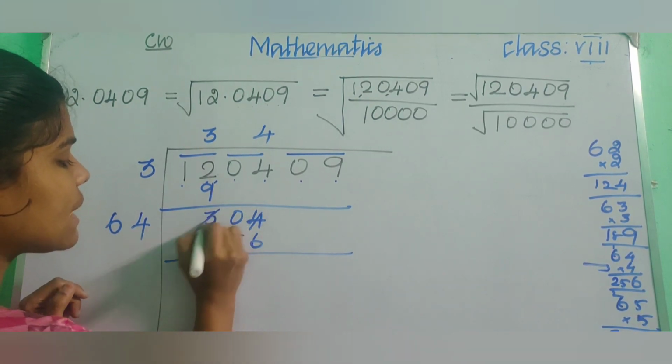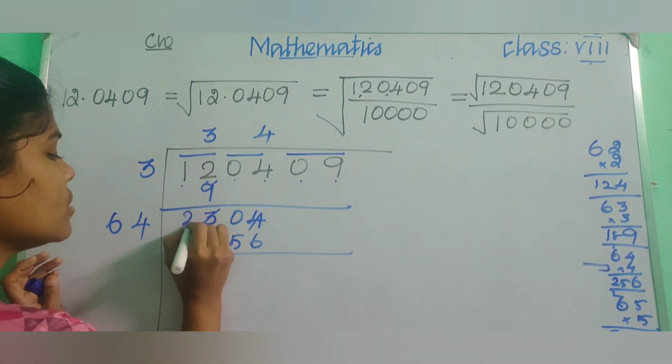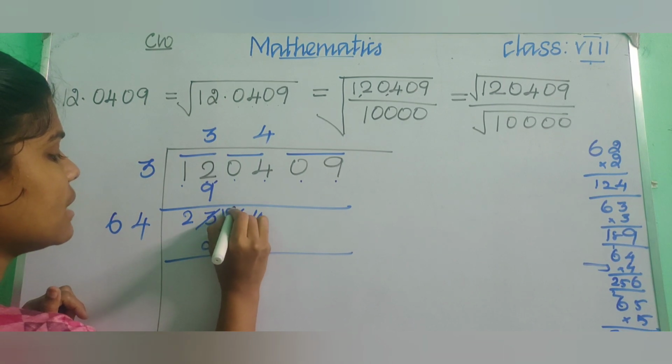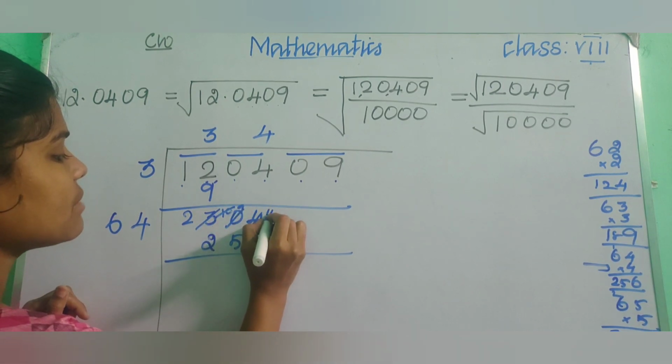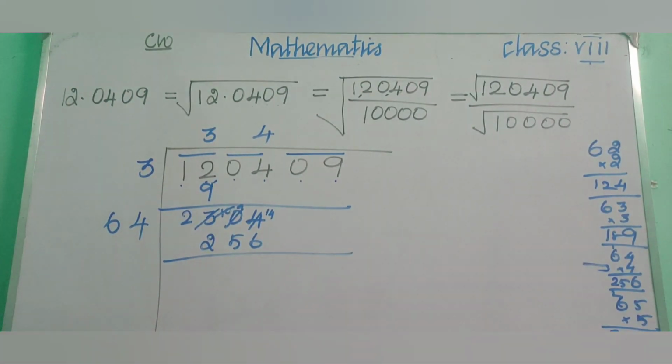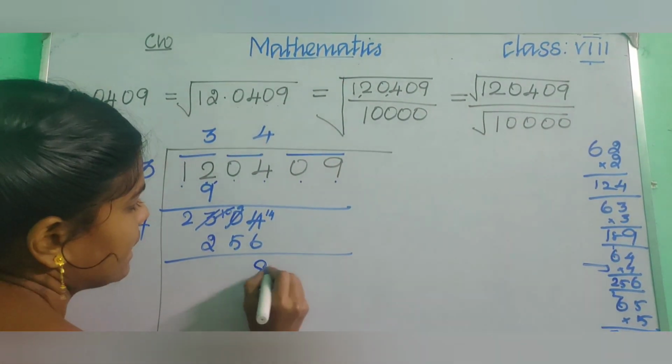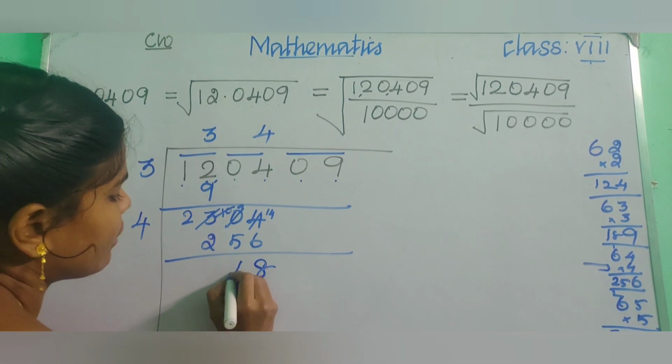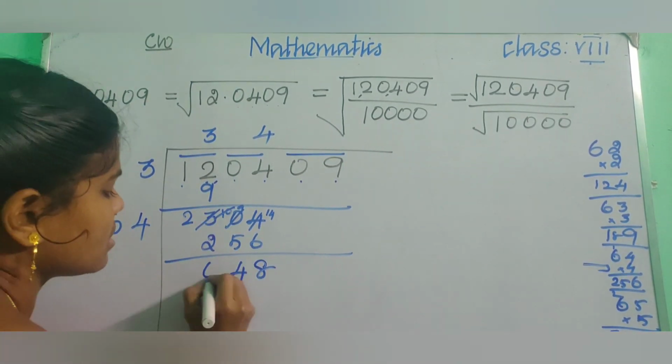Now subtract 4 minus 6. We can't, so we borrow. This becomes 2 and this becomes 10. Now this becomes 9 and this becomes 14. So 14 minus 6 is 8, right? 9 minus 5 gives 4. 2 minus 2 is 0.